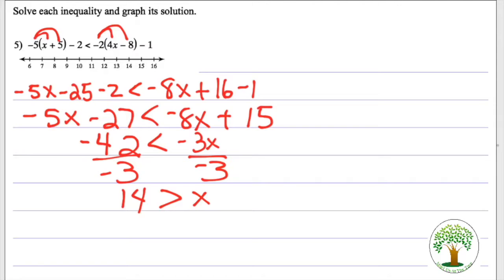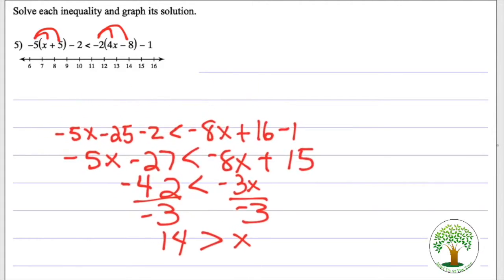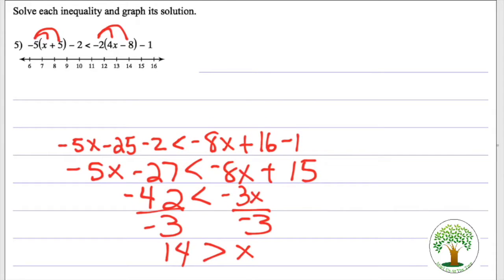Let's graph it. I'm going to move this over and down a little so we have some room. We have 14. We have an open circle again because the inequality does not have an equal on it. This down here says that 14 is greater than x. You can read it the other direction and say x is less than 14. So we're going towards the less. We're going towards this side again.